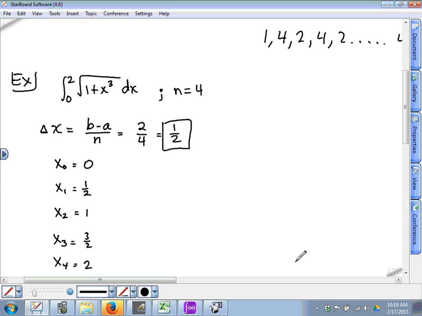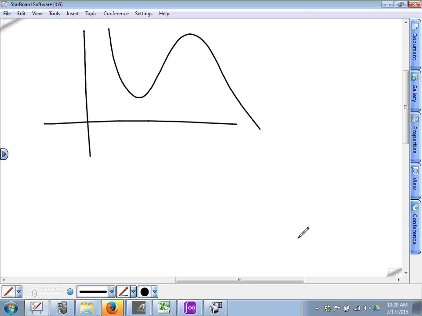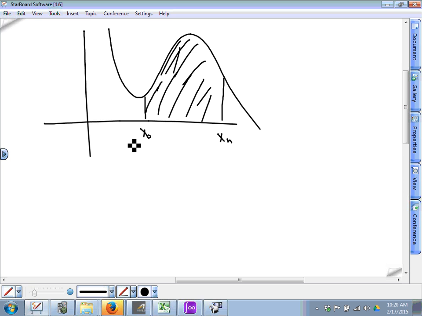Not that it matters a whole great deal, but just so you are aware of what's happening here. Simpson's Rule doesn't use rectangles or trapezoids. If we had some curve like this, and we're trying to figure out the area underneath the curve between two x values, x sub 0 and x sub n.